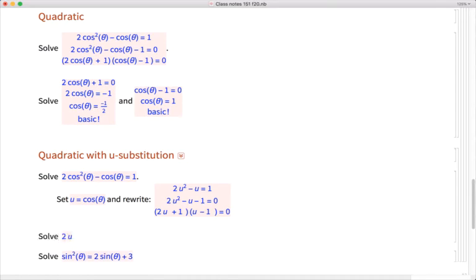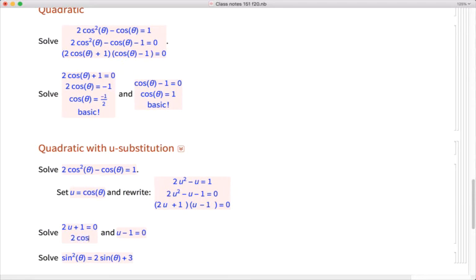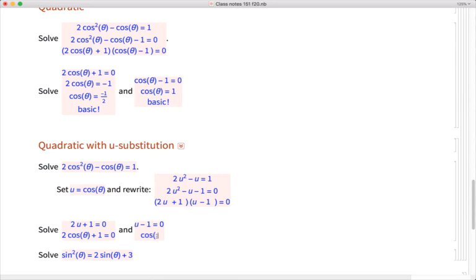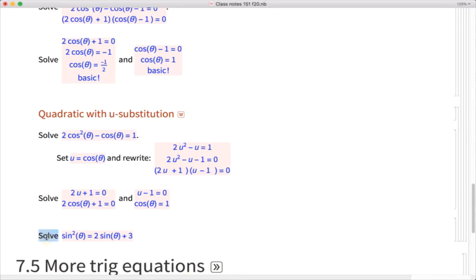So this says that you're going to solve 2u plus 1 equals 0 and u minus 1 equals 0. But now you return to the actual identity for the u. U was cosine theta, so 2 cosine theta plus 1 equals 0, and cosine theta equals 1. Right, one more example, and then we'll be done.